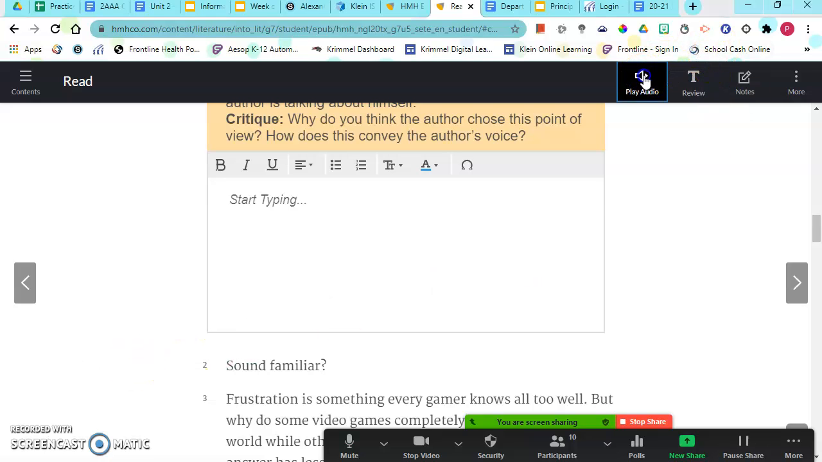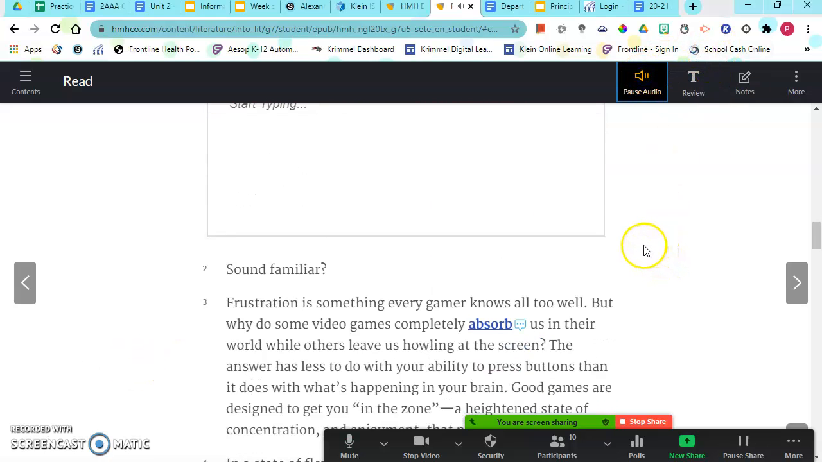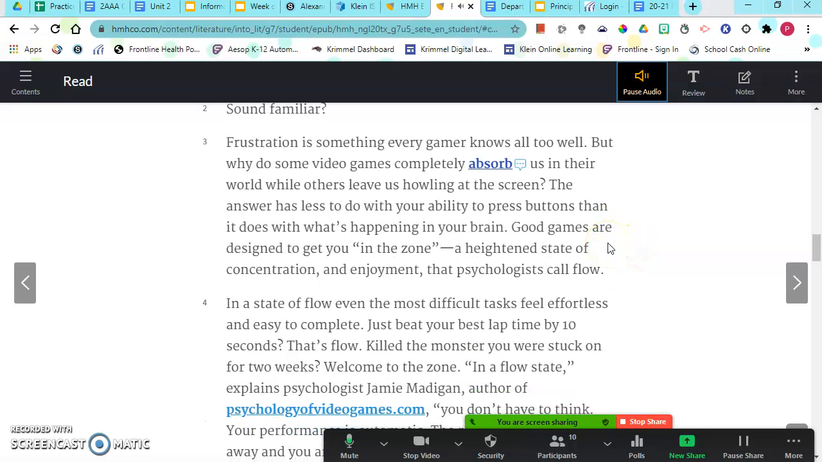All right, back to paragraph 2. Sound familiar? Frustration is something every gamer knows all too well. But why do some video games completely absorb us in their world, while others leave us howling at the screen? The answer has less to do with your ability to press buttons than it does with what's happening in your brain. Good games are designed to get you in the zone, a heightened state of concentration and enjoyment that psychologists call flow. In a state of flow, even the most difficult tasks feel effortless and easy to complete.